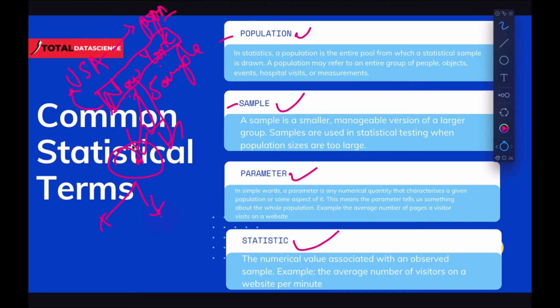If we take, say, India, for instance, India becomes the whole population that we can talk about. If we take, say, Delhi, it becomes a sample of the Indian population. The population of Delhi is a sample of the population of India.